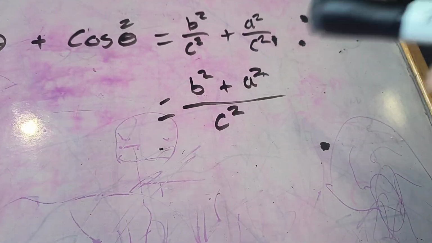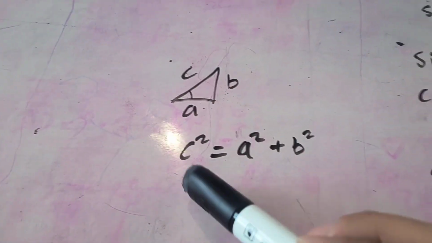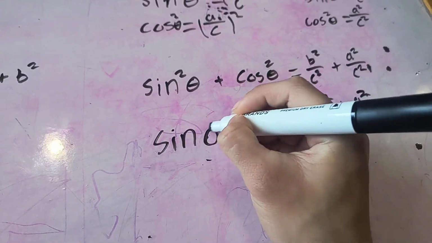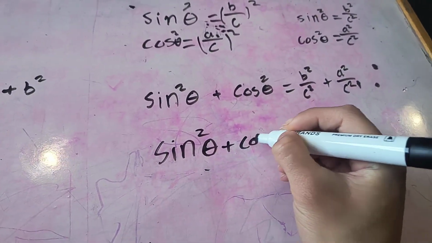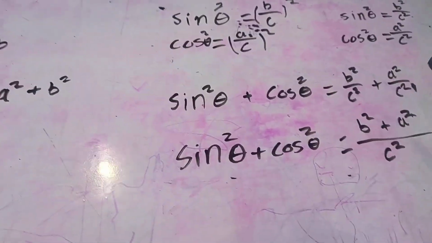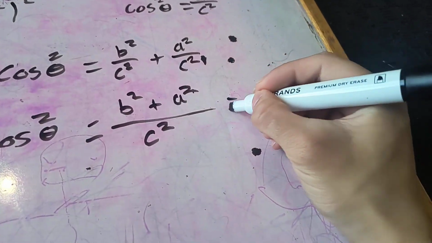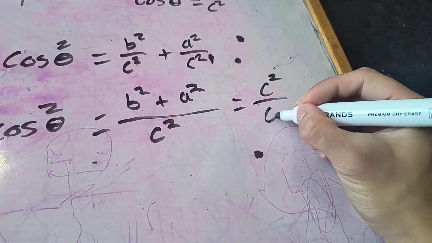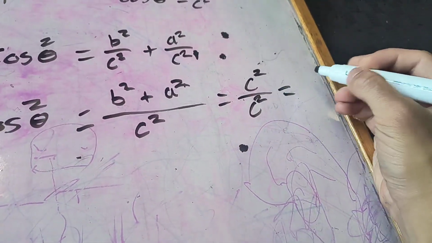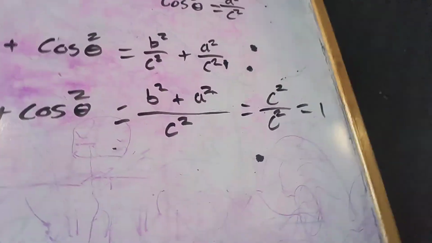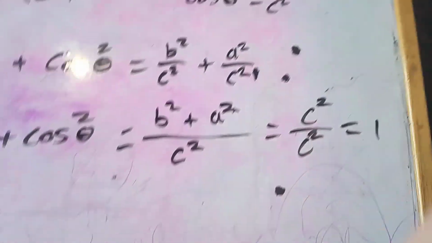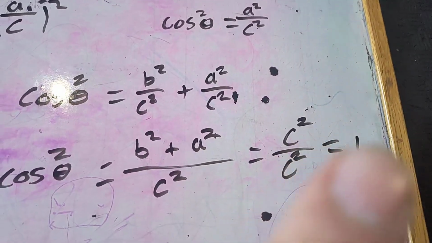But B squared plus A squared is equal to C squared. So then it just becomes C squared over C squared, but that just equals 1. So sine squared theta plus cosine squared theta is just equal to 1. That's what I'm trying to show you.